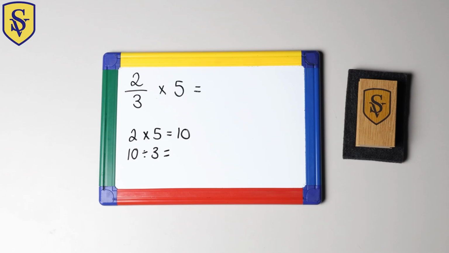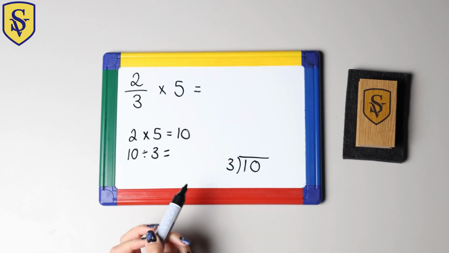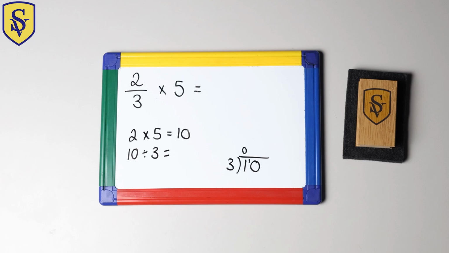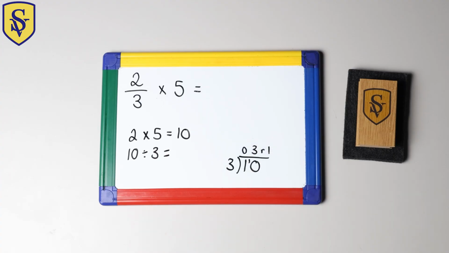If you're not sure of the answer to that, then you can use the bus stop method. So 3 goes there, 10. How many 3s go into 1? That is 0, carry the 1. How many 3s go into 10? That is 3, remainder 1.